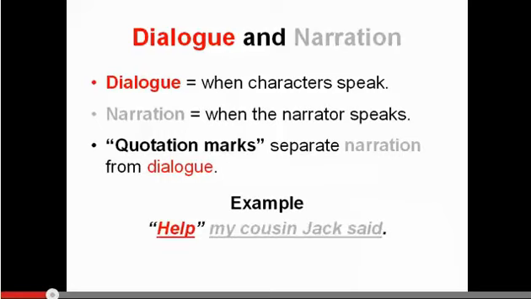"Help," my cousin Jack said. In this example, there are two voices. First is the voice of my cousin Jack. This is indicated by quotation marks, which show us when characters are speaking. Quotation marks go around dialogue, or the voices of the characters. My cousin Jack said is the voice of the narrator. The narrator is telling us who is speaking. Notice there are no quotation marks around the narrator's voice.